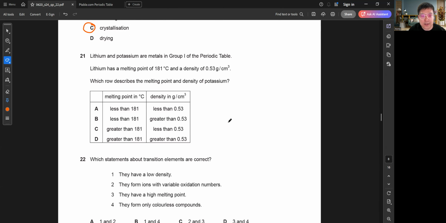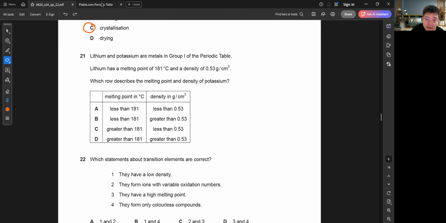Anyway, let's move on. Lithium and potassium are group 1 metals. Which row describes the melting point and density of potassium? Oh, okay, so lithium is 181. All right, so we just need to know the trend. So this is one other thing that students should memorize as well. When we learn the different groups in the periodic table, you need to learn going down, is the melting and boiling point increasing or decreasing? Same as well for the density. So density should definitely be higher.